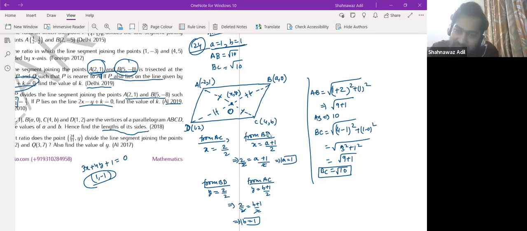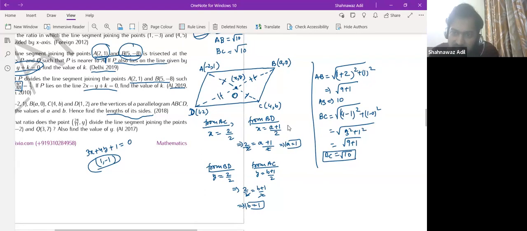So we calculate the midpoint from, let's say, AC. So let's say we calculate the x coordinate of AC. That would be how much? That would be x1 plus x2 by 2. Right? So minus 2 plus 4 by 2 is 2 by 2. Right? Right, Shaima? Yes, sir.